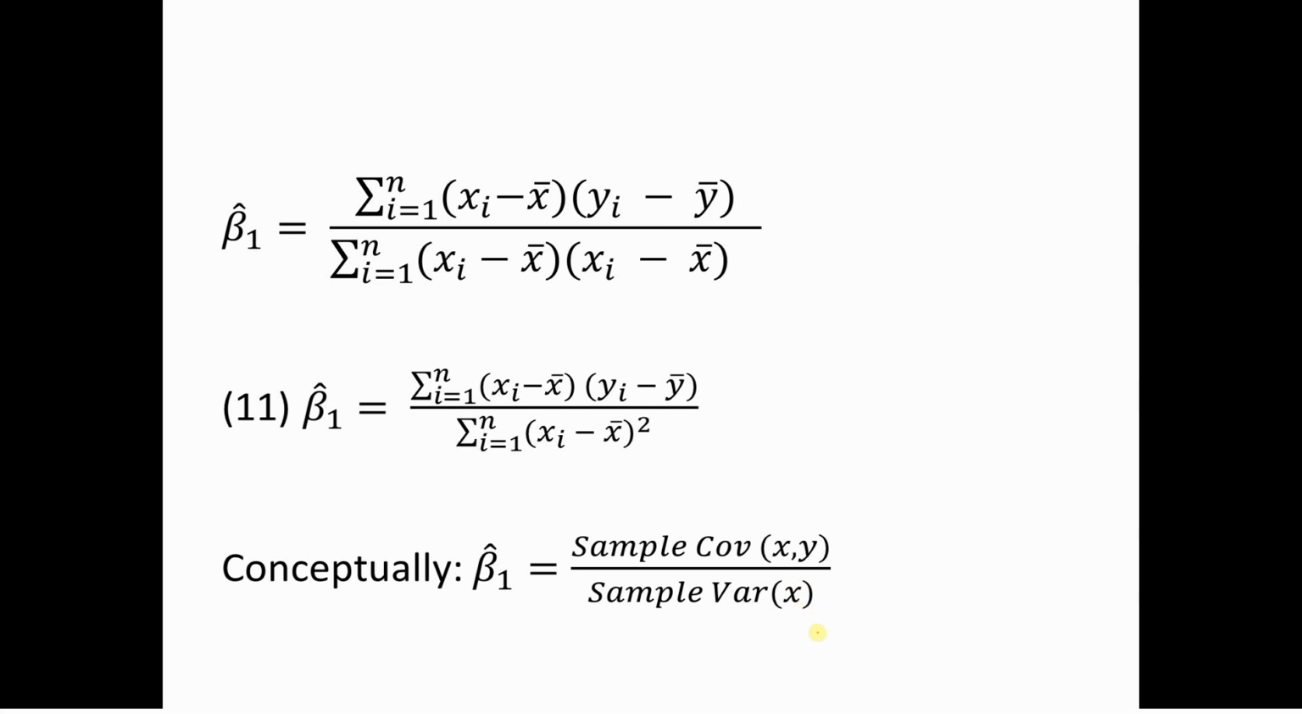So there's a lot to think about there conceptually. Essentially what this is saying is, if there's any sort of linear relationship between x and y, that'll be picked up by the numerator, and that relationship is going to be scaled. It's going to be divided by the variance of x.